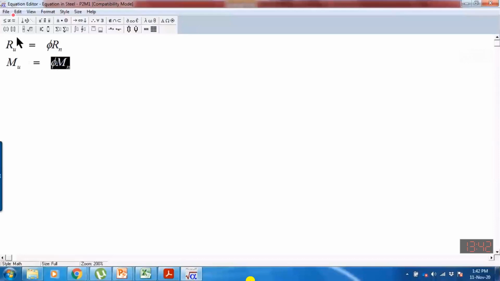Actually, if we are using the ASD method, this equation will be different. Why different? Because instead of Mu, we are using the applied load due to service load, and we are not using the strength reduction factor; rather we use the factor of safety omega, which is acting on the one side. So where was the omega? Yes, here. So this is the equation in ASD.